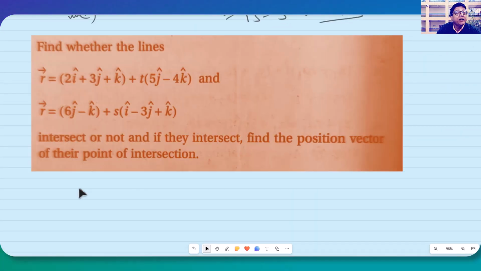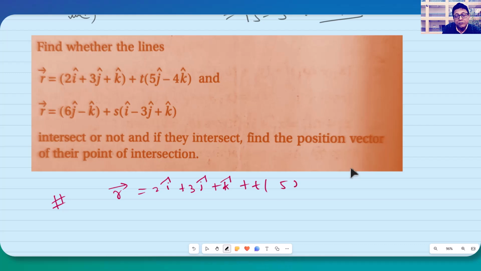Taking another problem here: find whether the lines intersect or not. If they intersect, find the position vector of their point of intersection. r equal to 2i plus 3j plus k plus t into 5j minus 4k, and r equal to 6i minus k plus s into i minus 3j plus k.